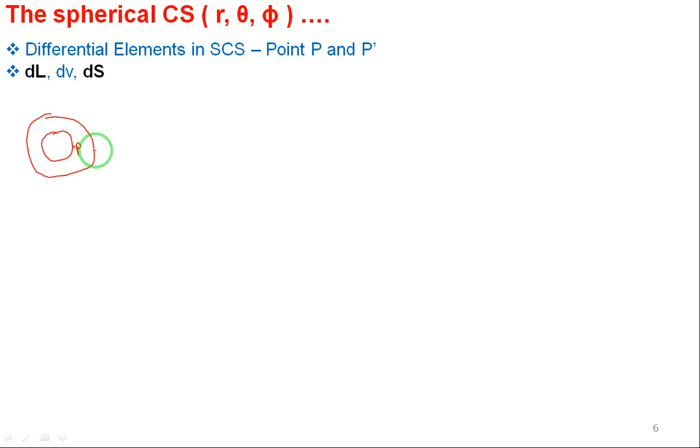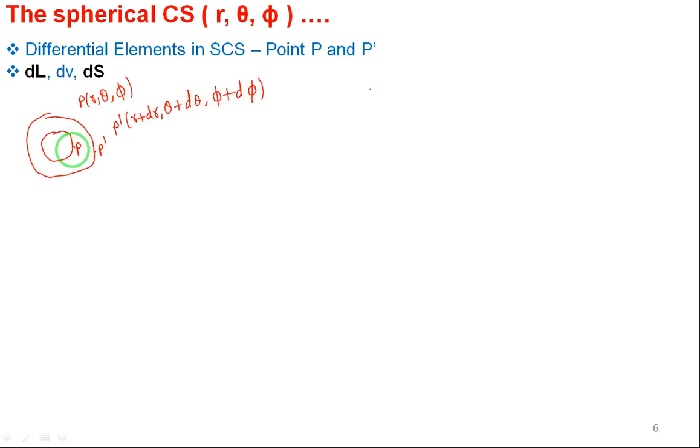Point P is here, the coordinates are r, theta, phi, and another point P dash is on the bigger sphere. The coordinates of point P dash are, I am writing outside here, r plus dr, theta plus d theta, phi plus d phi, because P and P dash are separated by a very small distance, hence we call them differential elements. Next we'll see the diagram, how actually it looks, right? We'll see that.